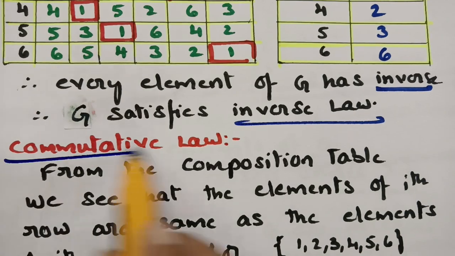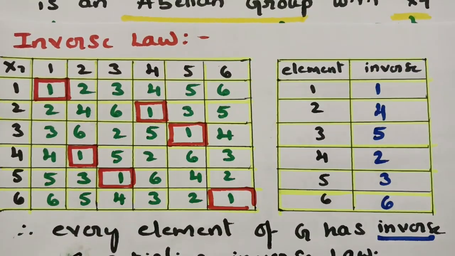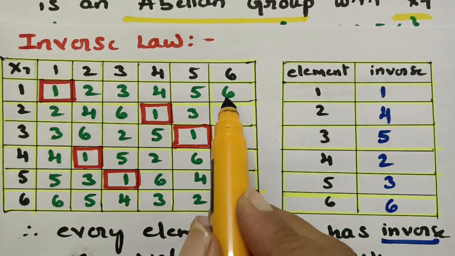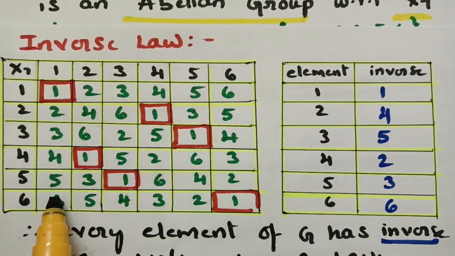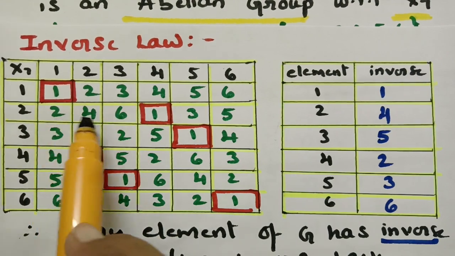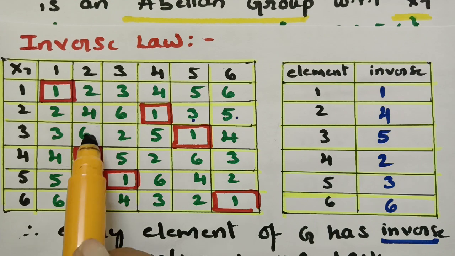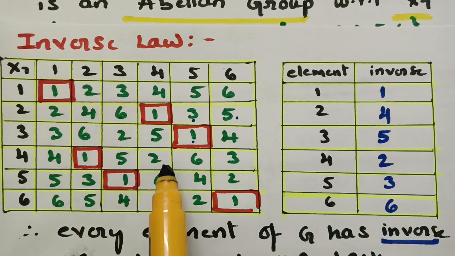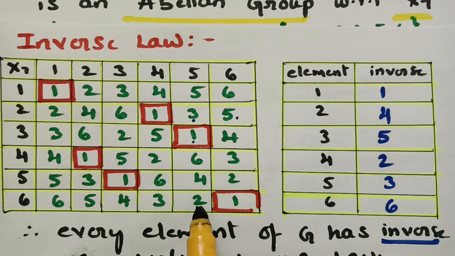And next, coming to the commutative law, if you observe from the composition table, each row is equal to each column. See here, 1, 2, 3, 4, 5, 6. This is also 1, 2, 3, 4, 5, 6. This is A into B, equal to here B into A. And next one, this is 4, 6, 1, 3, 5, and this is 4, 6, 1, 3, 5. This is 2, 5, 1, 4, and this is 2, 5, 1, 4. And next, this 2, 6, 3 is also 2, 6, 3. This is 4, 2, and this is 4, 2.